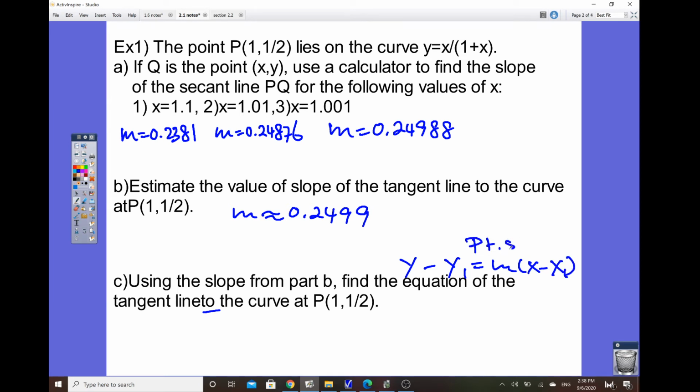Okay, so the point slope form. Basically we just want to plug in everything. So y minus y1, so y minus 1/2, and then the slope that we just estimated, 0.2499, times the quantity of x minus 1. And for those of you wondering, do I need to convert it to slope-intercept form? You may do so. Basically just multiply it out and then add 1/2.